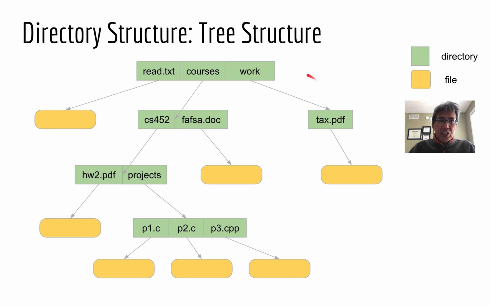In this illustration, green boxes are directories and yellow boxes are regular files. The root directory has 3 entries. The first entry is a file, the second entry is a directory, and the third entry is also a directory.